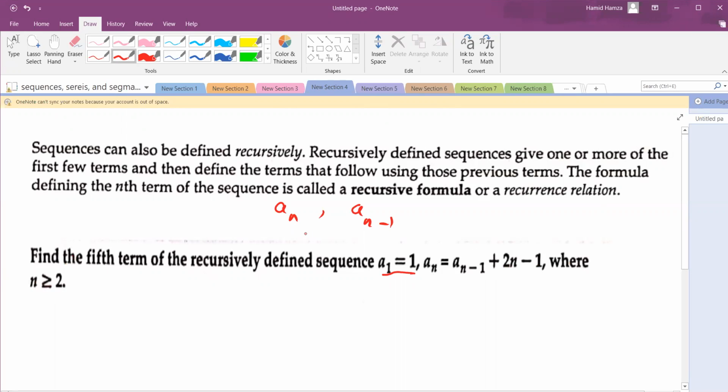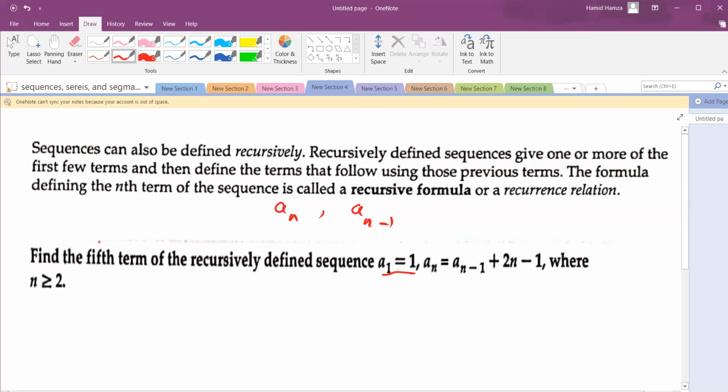But the problem with the recursive formula is that we can't find the fifth term directly. To find the fifth term, you must know all the previous terms. We need to find the fourth. To find the fourth, you need to find the third, then the second, and so on like this.